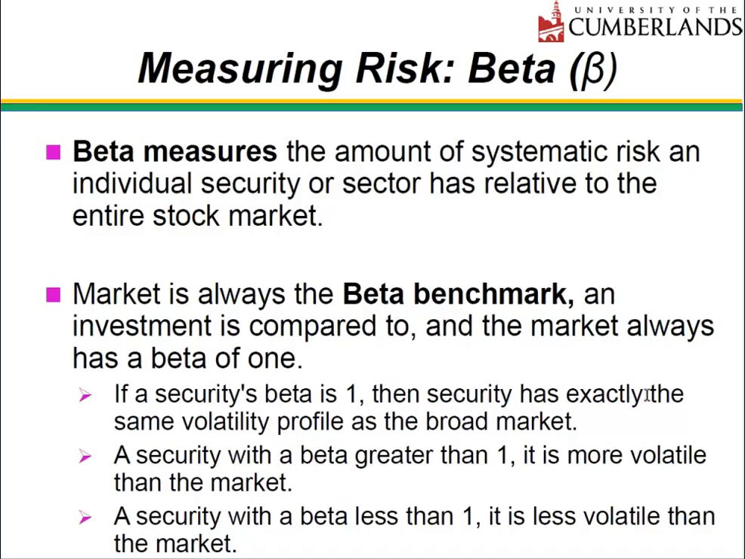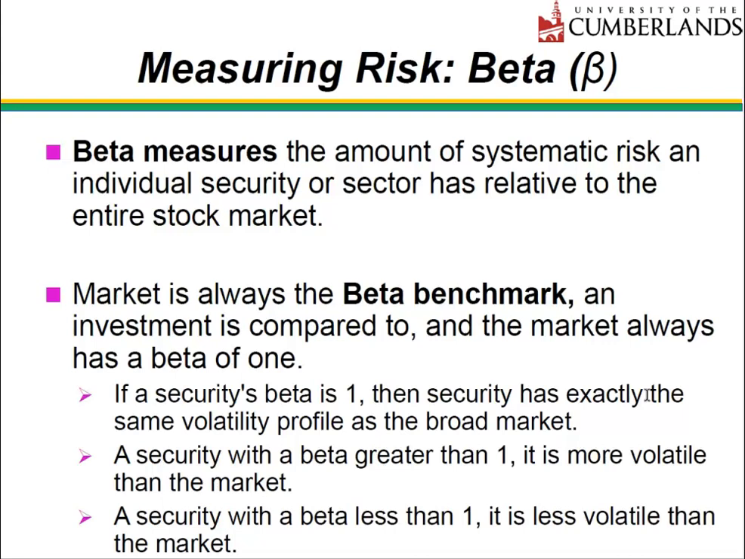If a security's beta is 1, then the security has exactly the same volatility profile as the broad market. When the market goes up 10%, the security will be expected to go up 10%. When the market goes down 10%, the security will be expected to go down 10%. A security with a beta greater than 1 is more volatile than the market. If, let's say, a stock has a beta of 1.5, it would be expected to move 15% when the market moves 10%. It amplifies market movements, essentially.